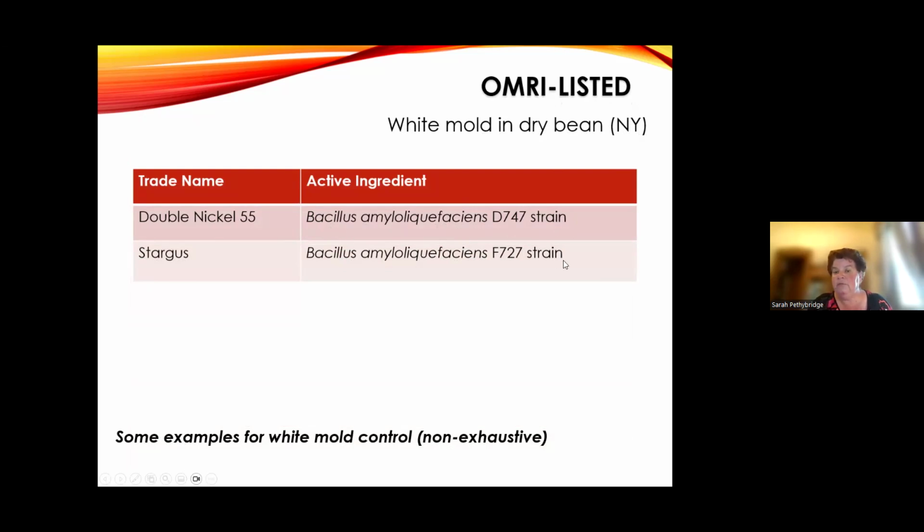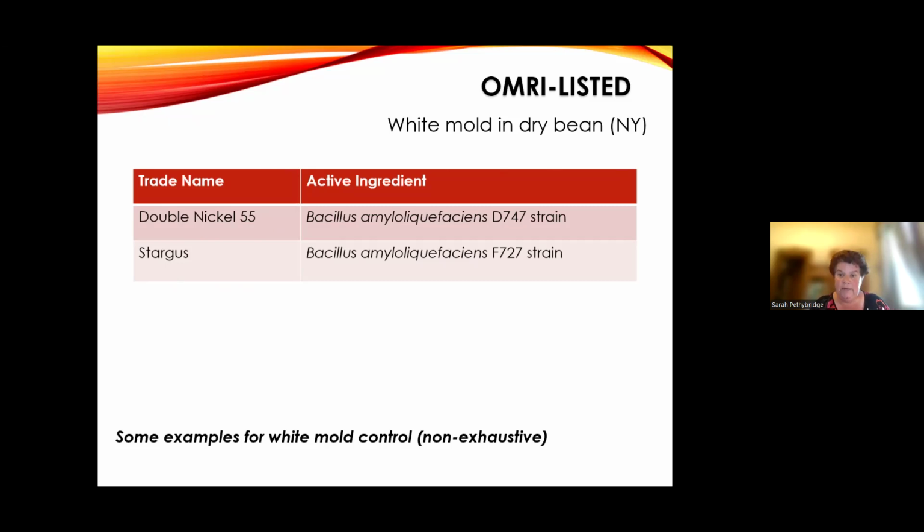And here's 2 different strains with 2 different formulations from 2 different companies. One's called Double Nickel from Certis Biologicals, and Stargus is from MBI. We didn't find any difference between them, but we found that these particular active ingredients were the most efficacious for the control of white mold.